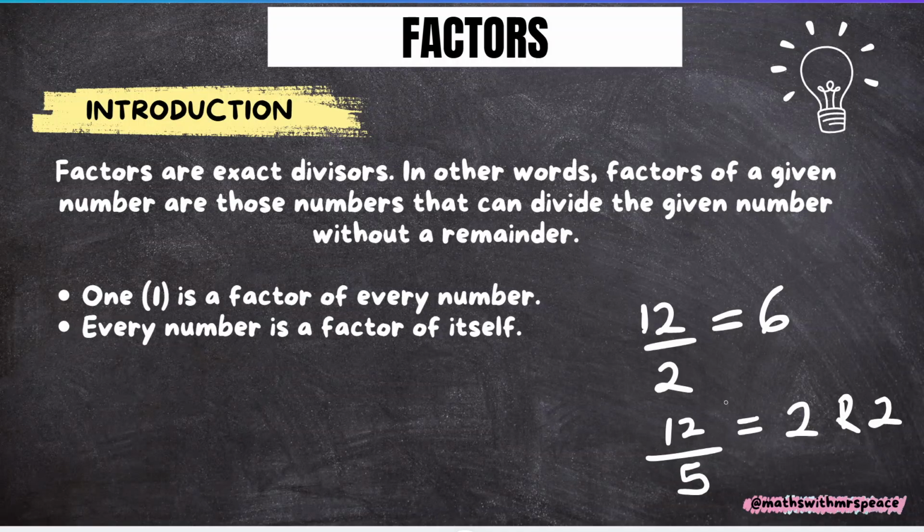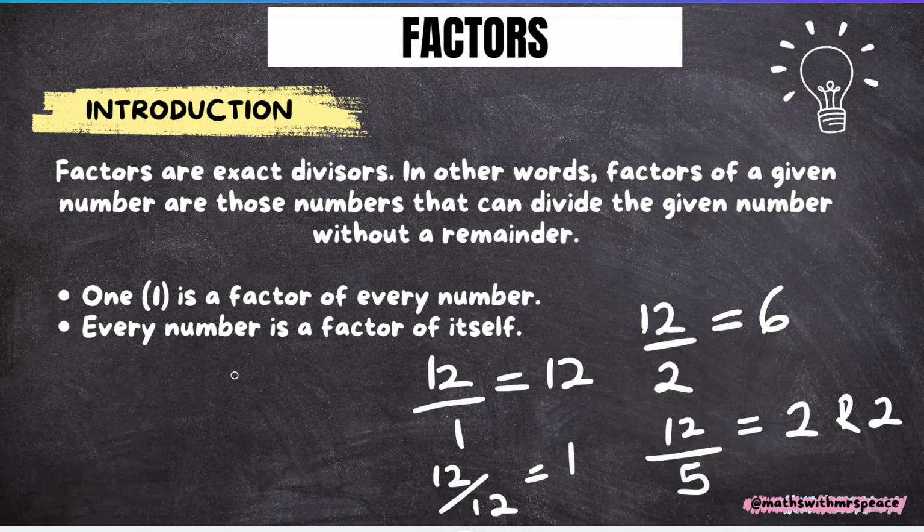So here are two things that we need to know before we go ahead to list factors of numbers or to find factors of numbers. One is a factor of every number, and every number is a factor of itself. Take, for example, 12 that we have been dealing with here. I can say 12 divided by 1 will give me 12, no remainder. And 12 divided by 12 will give me 1. So 1 is a factor of every number, and every number is a factor of itself. So those are two things that you should note.